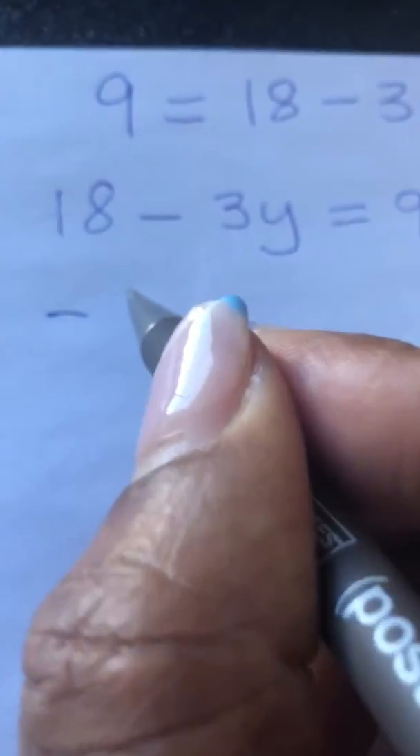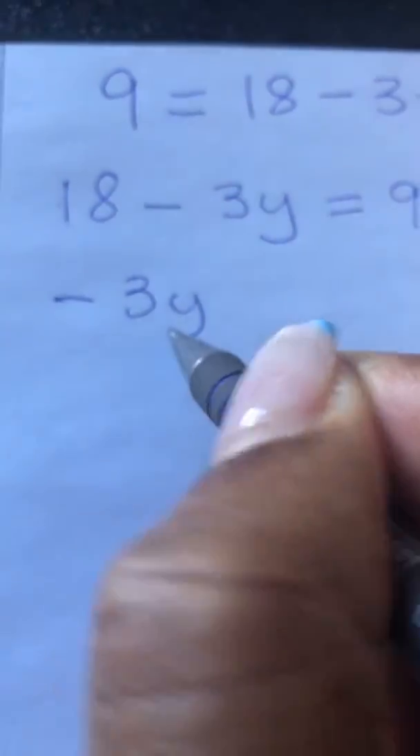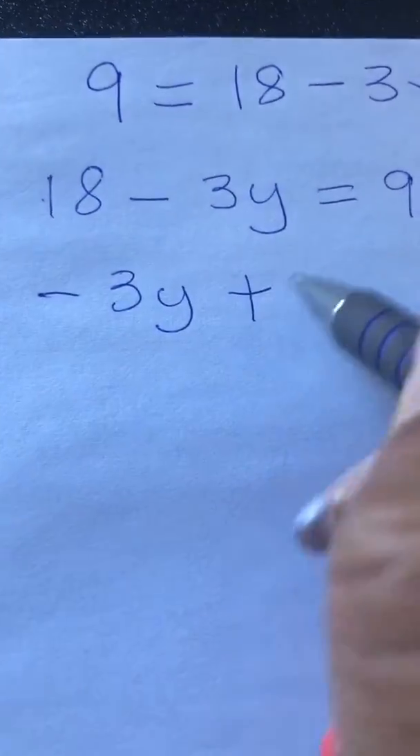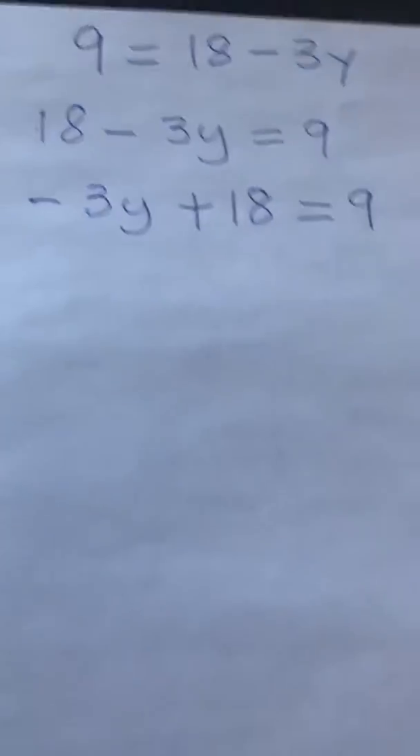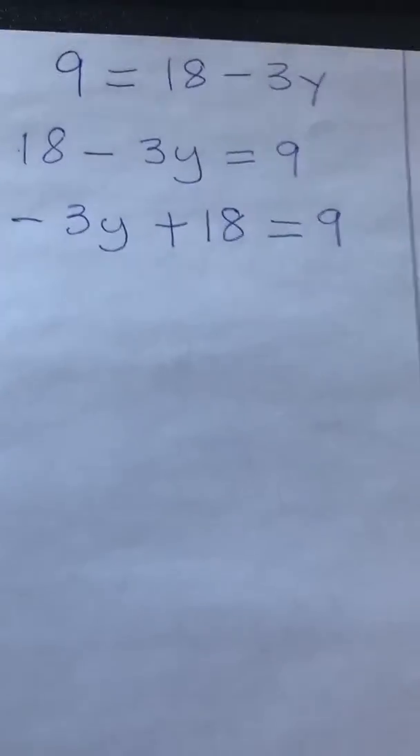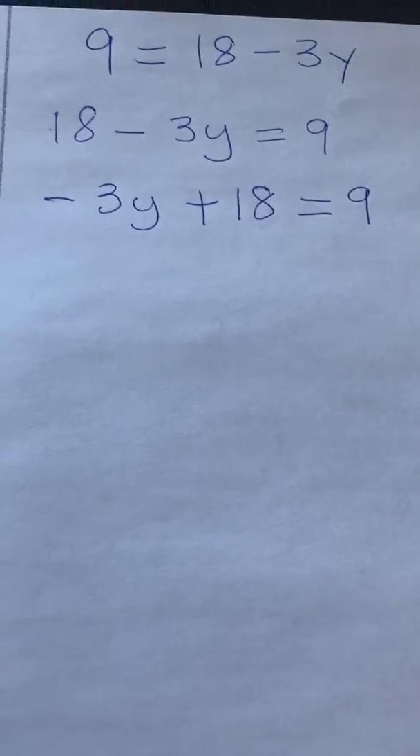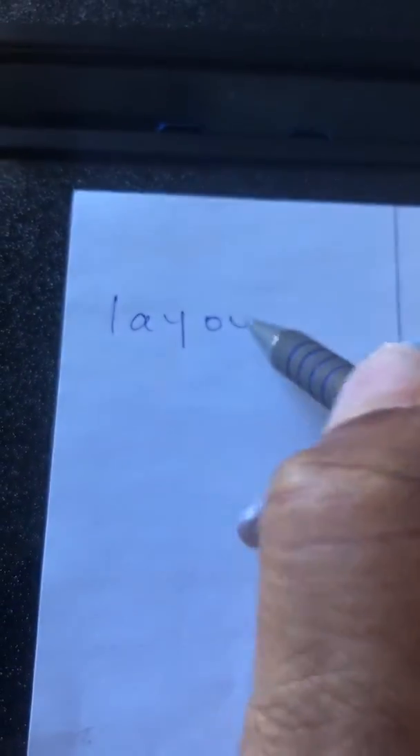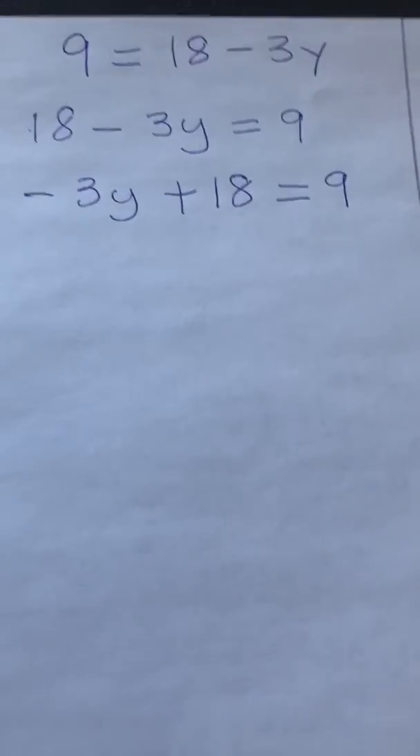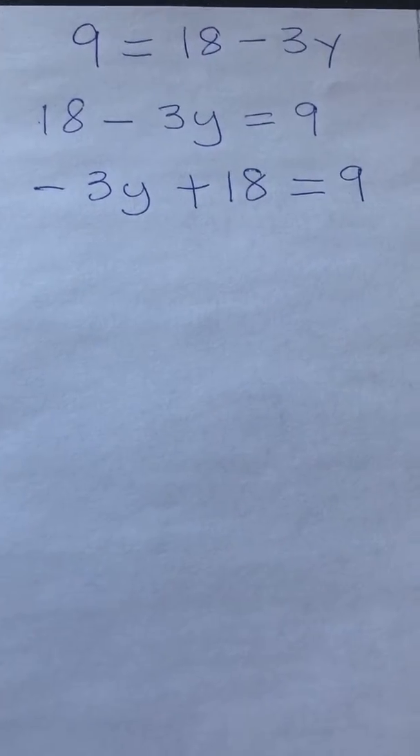So I'm going to start with minus 3y, and then it's a plus 18 equals 9. You can use either one of these and you will get the same answer. You'll have the same opportunity to work it out. Okay? So what we're doing here in this step is just to lay out how we like it. Okay, so we're looking at the layout. That's all we've done here. Nothing has been worked out. We haven't done anything else.